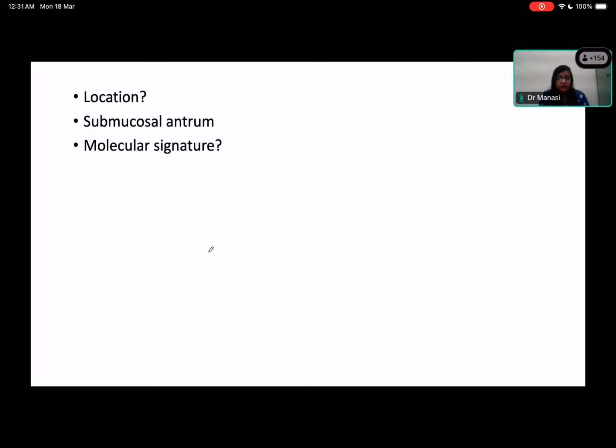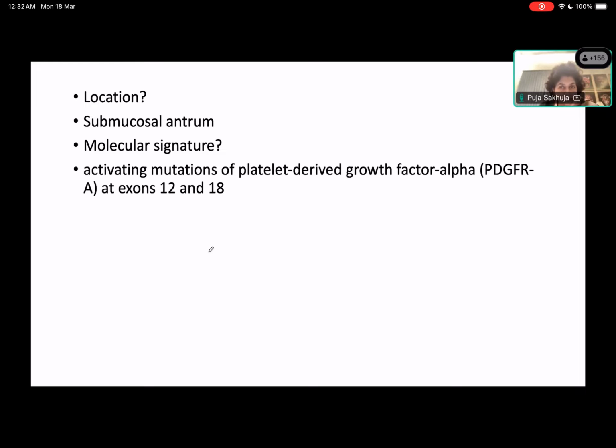Right. And what sort of morphology does that GIST usually have? Spindle cells. No, epithelioid morphology. And they have lymphovascular invasion as well. Yeah, they can have lymphovascular invasion. They are usually in epithelioid GISTs. Okay. Now moving on to this.